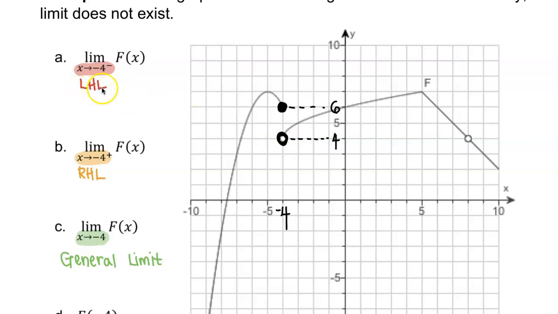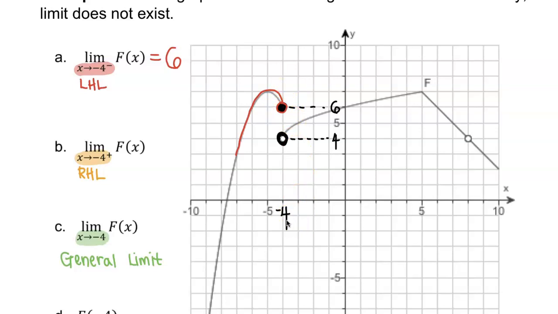So which graph goes to the left of -4? The little parabola right here or this square root looking function right here? This parabola. See, this graph is to the left of -4, and this graph is approaching 6. The f of x, the function value, is approaching 6, this closed circle, as we approach -4 from the left. So the left-hand limit is 6, because that's what the graph to the left of -4 is getting close to as it gets close to -4.